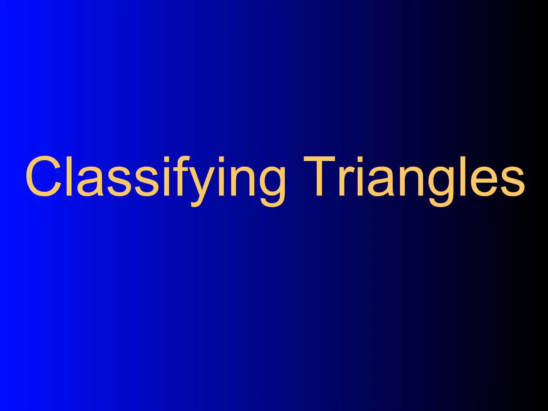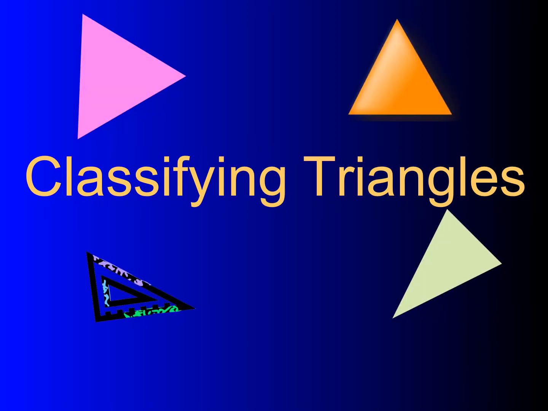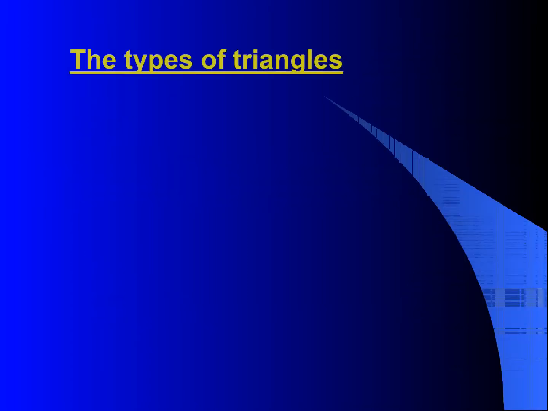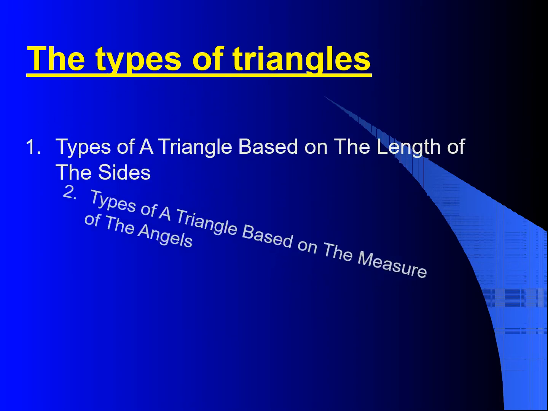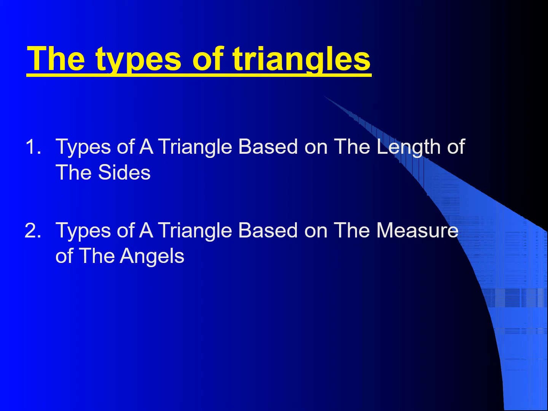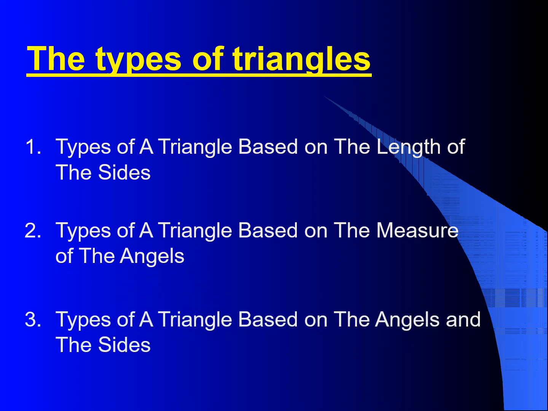Our lesson today is about classifying triangles, or exactly the types of triangles, and how to classify triangles easily. Firstly, I want to classify triangles according to their sides, and secondly, according to the measure of the angles, or according to both of them: types of triangles based on the length of the sides, types of triangles based on the measure of the angles, or types of triangles based on the angles and the sides.